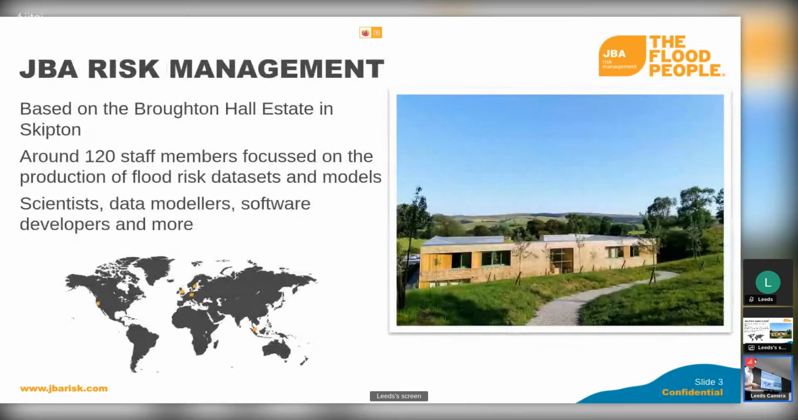Okay. So we've got a picture here of the offices, which are over in the Broughton Hall estate near Skipton, nestled in the edge of the Yorkshire Dales there. So JBA Risk Management itself, we're a data provider. We provide flood risk data and flood risk models as well. And we've got about 120 staff, and it ranges from software developers and data scientists and hydrologists. We've got a few smaller offices dotted around the world as well. So that's what we look like.